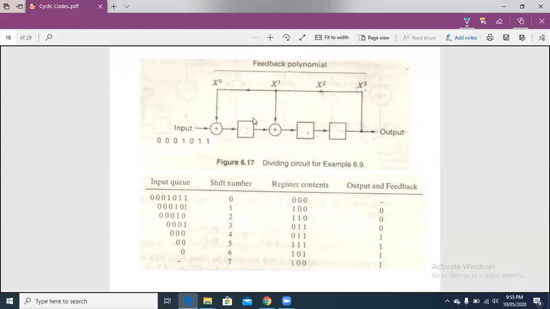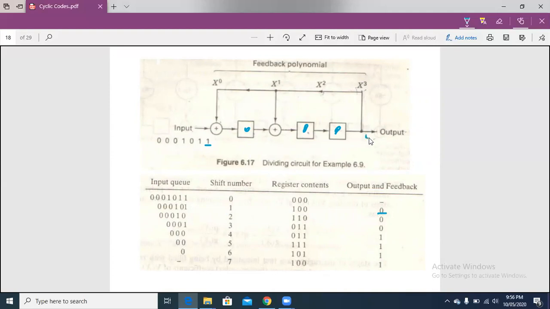So we have the generator polynomial 1 plus x plus x3. So the x2 branch is missing. So we have 3 shift registers. Initially the contents of the register are 0, 0 and 0. So when we have the first shift, what will we get at the output? The output will be 0 at this stage.